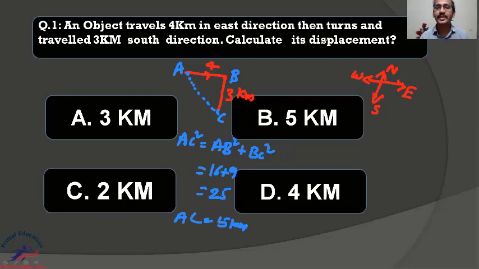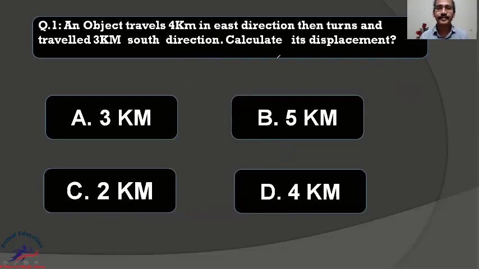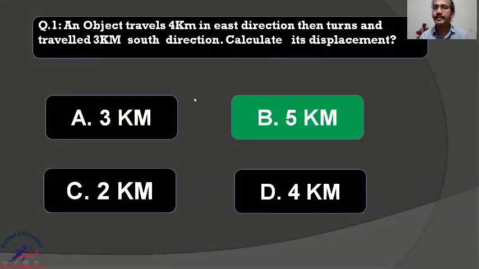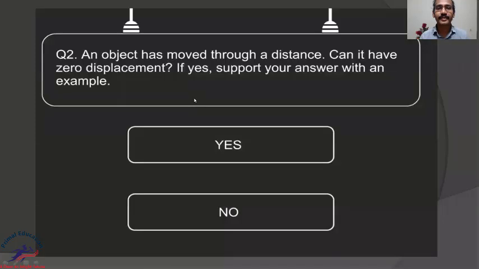So which option can we choose? Option B. That's right. B is the right answer. Now, in this question you can see an object has moved through a distance. Can it have zero displacement? If yes, support your answer with an example. An object has moved a distance. Can it have a zero displacement?